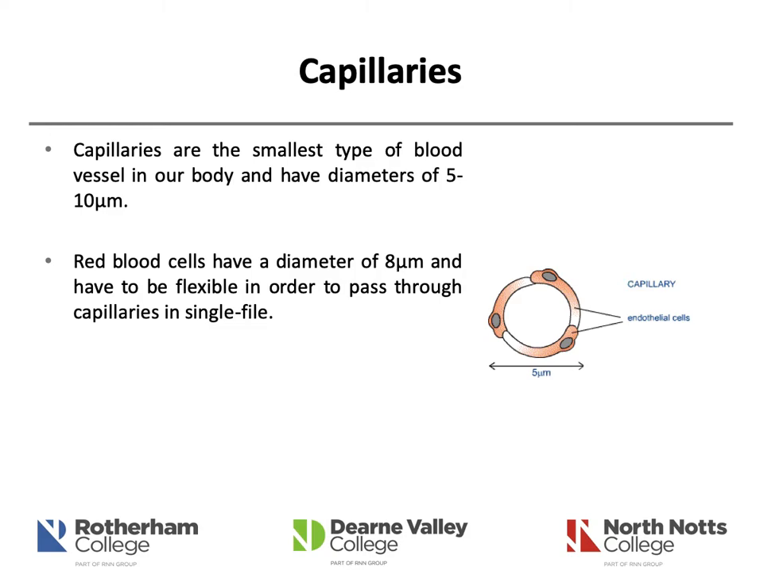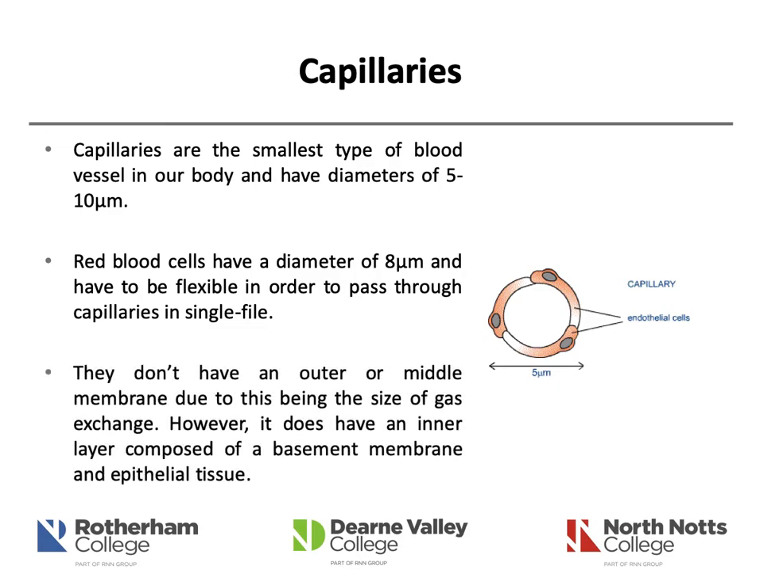So when we're looking at the structure and function of a red blood cell, it has to be flexible, otherwise it would burst getting through a capillary that is only 5 to 10 micrometers in size. They don't have an outer or middle membrane, otherwise substances would not be able to transport through blood vessels effectively. However, they do have an inner layer composed of epithelial tissue and a basement membrane which basically connects the capillary to the tissue site.